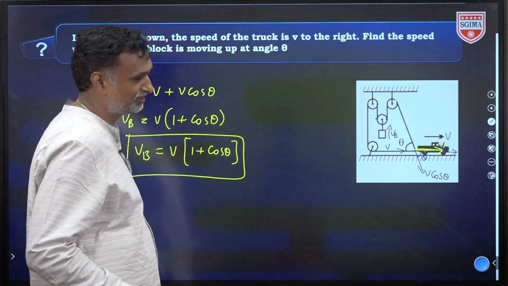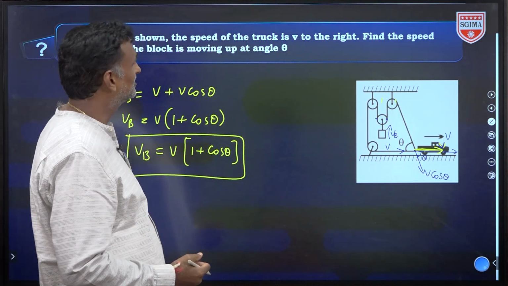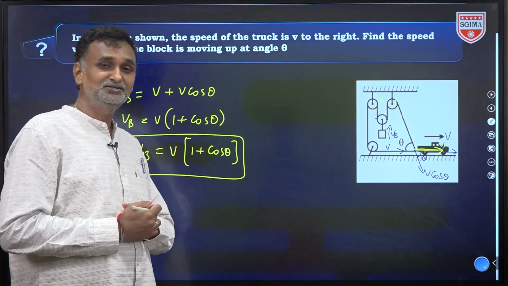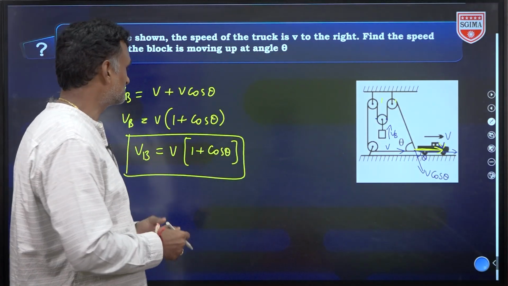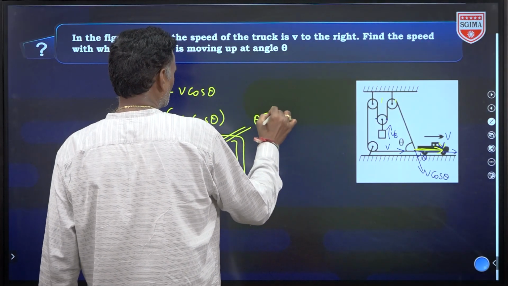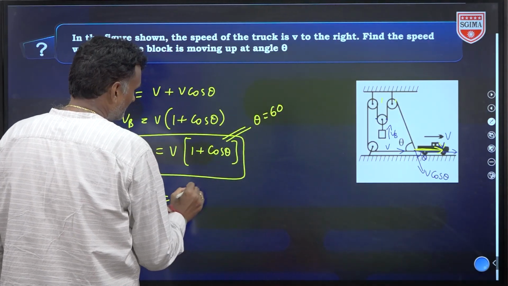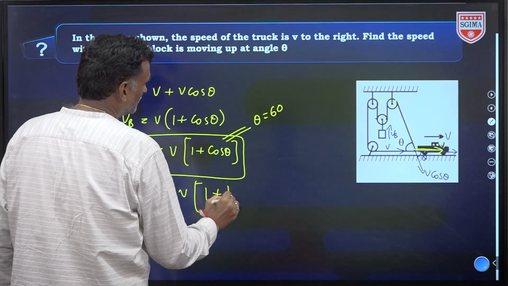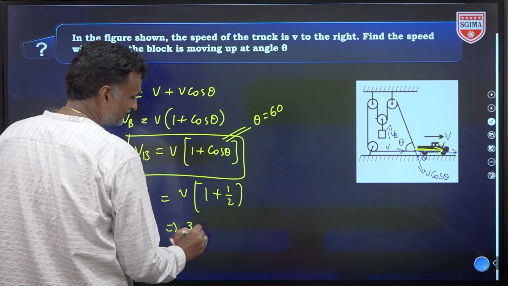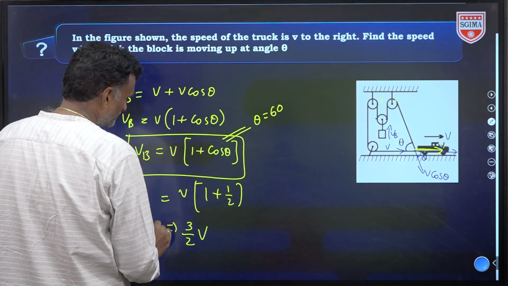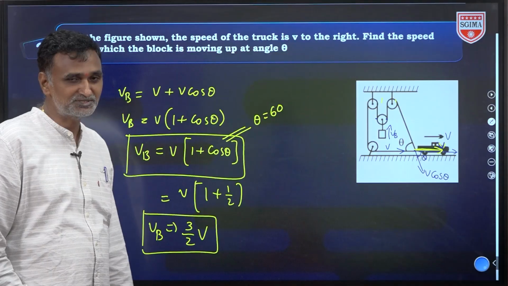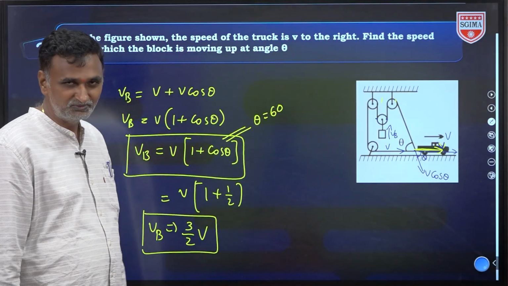If a theta value is given, like 60 degrees or 30 degrees, then we can find the velocity of the block. Suppose theta is given as 60 degrees, then we can take v into (1 plus cos 60, which is 1 by 2). So 1 plus 1 by 2 is 3 by 2, times v. So we get the velocity of the block equals 3 by 2 times the velocity of the truck.